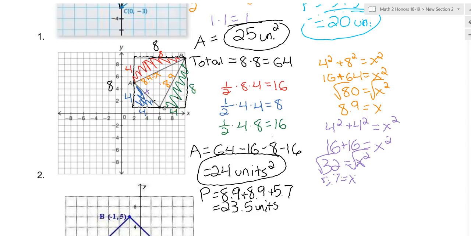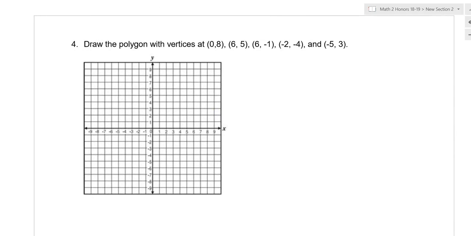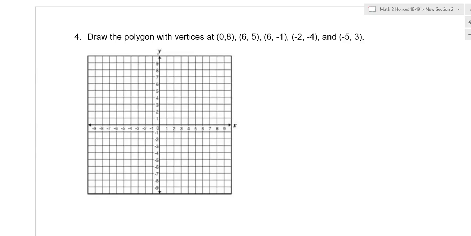All right, if you want to look at number 3, I'm going to do it in an extra video, but you do not have to watch it. It is very similar to number 1, okay? But go ahead and turn to the next page. There's one more example I do want to do. Number 4, we have to draw the shape ourselves and then find the area and the perimeter.